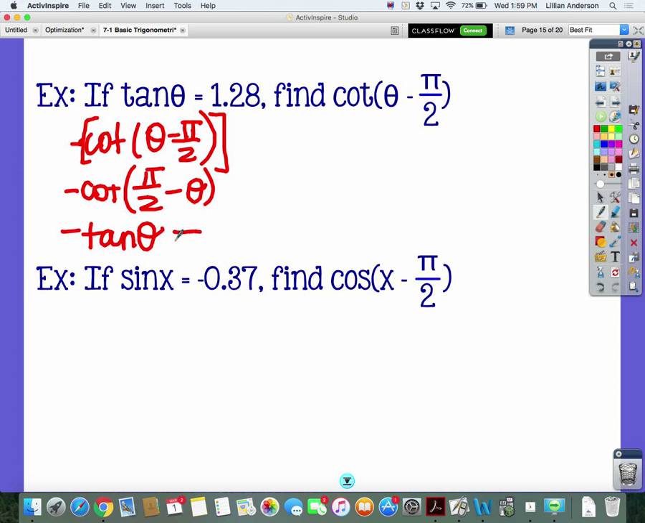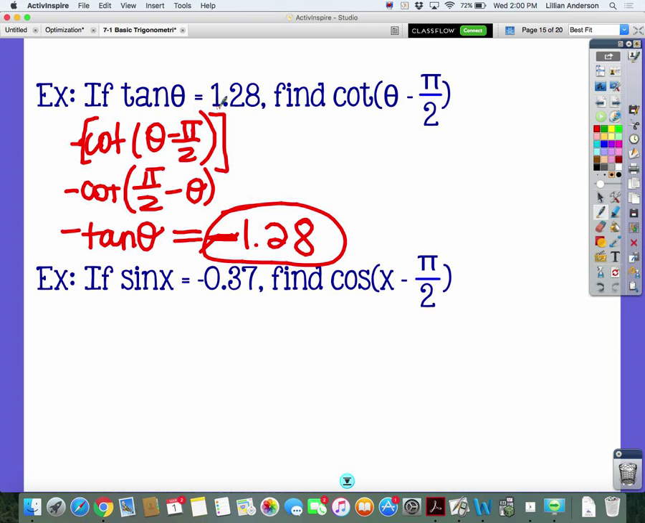And then from here, all I can do is plug in the fact that tangent theta equals 1.28. I plug that in, and there's my answer. It's supposed to be a negative. Questions? So you know that should equal tangent, and you just plug in the tangent and change the sign accordingly. The only reason we changed the signs is because these were switched. Okay? Let's look at the next one.